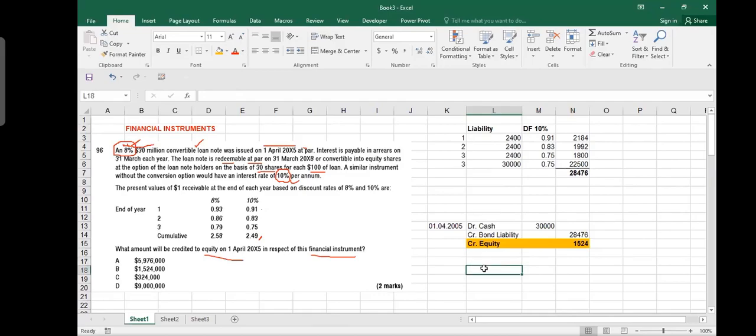Probably they ask you, let's suppose they ask you, what is the bond liability at the end of the year? End of the year means 31st March 2006. Let's suppose they did not ask us. We are just doing it because it will help us in some other questions.